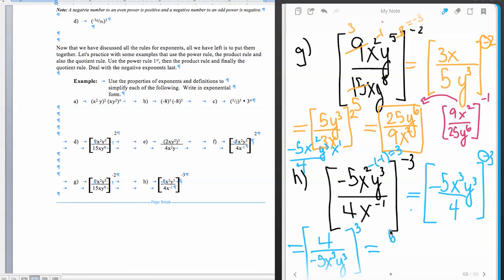So 4 cubed is 64 over negative cubed is still a negative, 5 cubed, which is 125, and then x cubed, 3 times 3, which is 9, so x to the 9th. And then y cubed, 3 times 3 is 9, so y to the 9th as well. Now remember that denominator, negative being in the denominator, remember a positive divided by a negative or a negative divided by a positive, it doesn't matter.